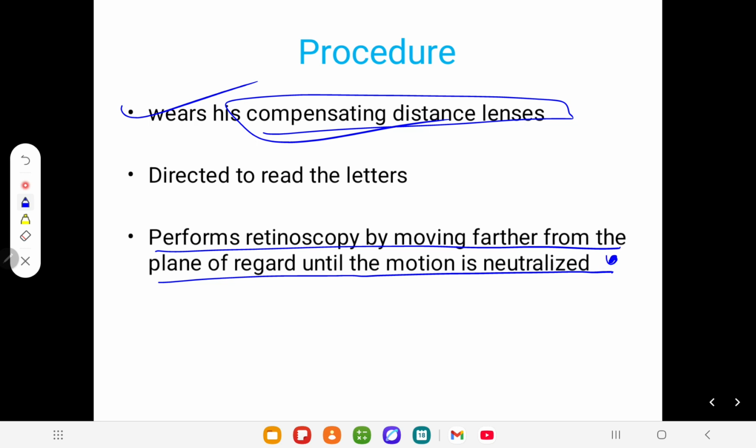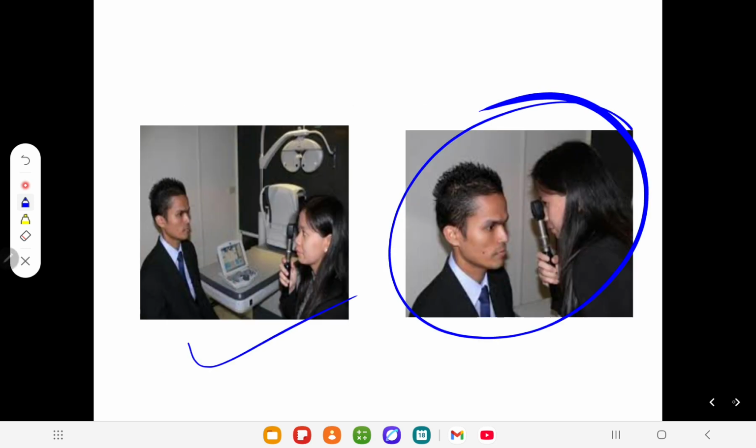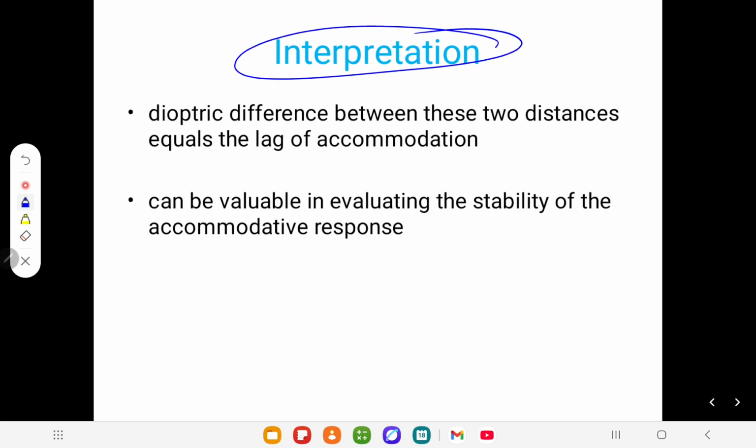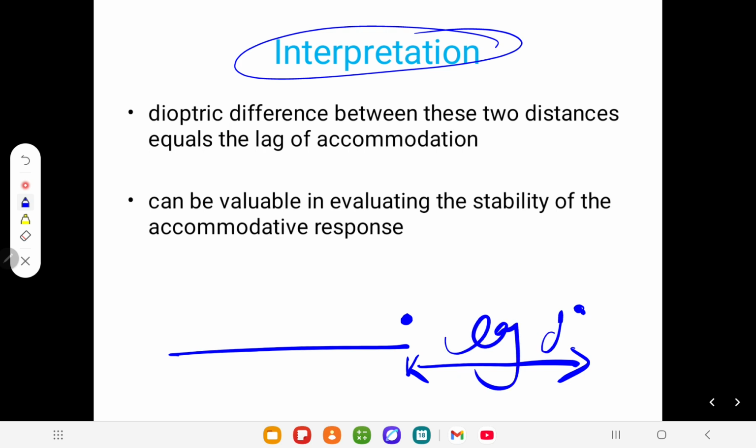If neutralization is farther from the plane of regard, then it's definitely lag. If it's in front of the plane of regard, then it's definitely lead. So that's the picture of the Nott retinoscope. Interpretation: the dioptric difference between these two distances equals the lag of accommodation. If the patient is reading at this distance and I am neutralizing from this distance, then the distance gap is actually the lag of accommodation. Here are the letters the patient is reading and here I am neutralizing, so that gap is basically the lag of accommodation.